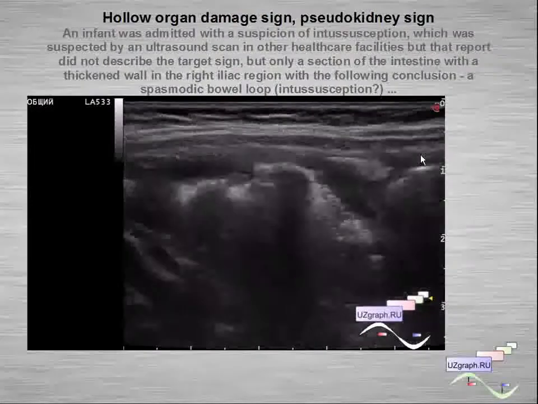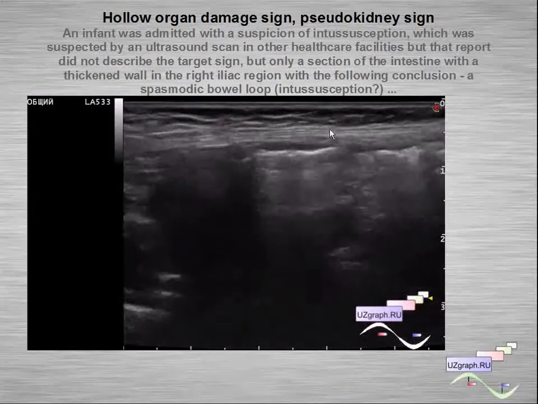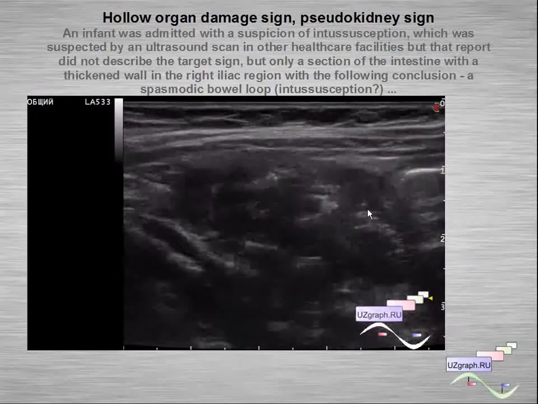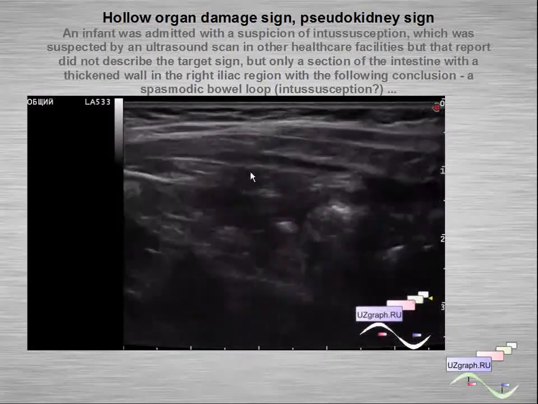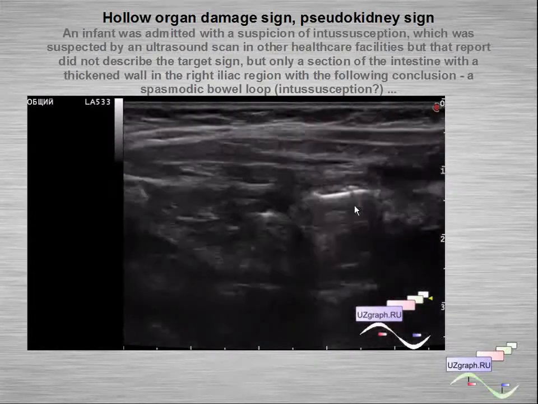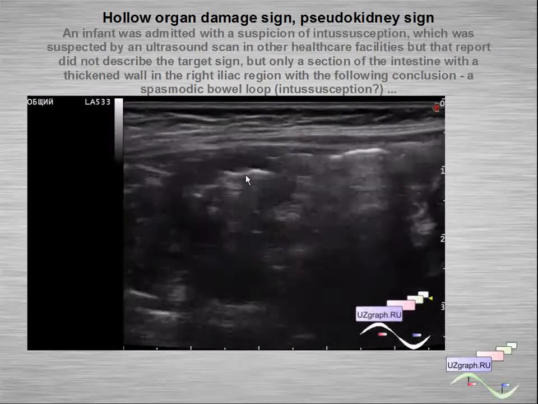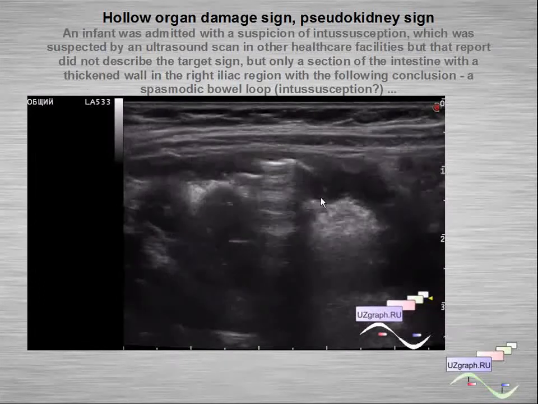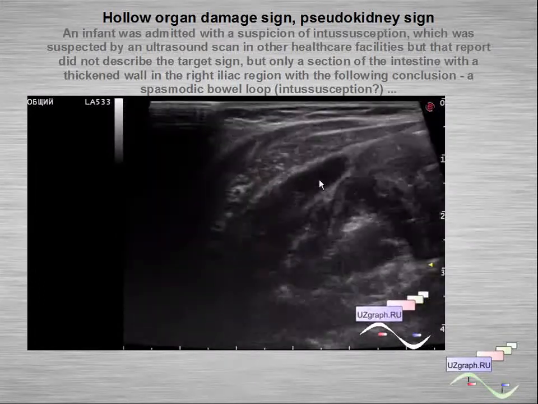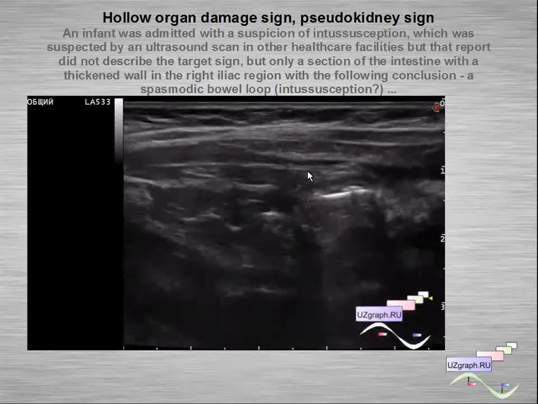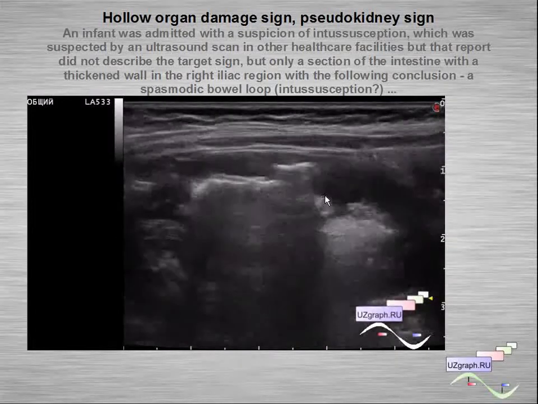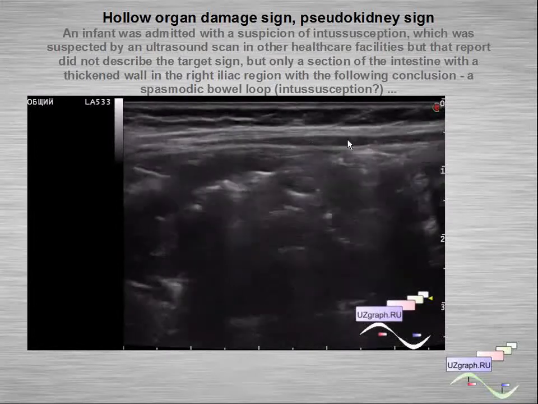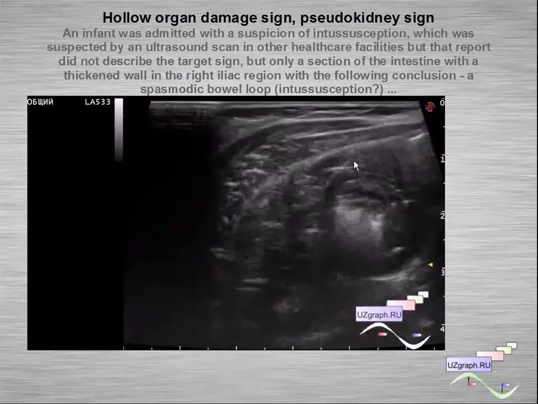Another case, an infant with suspicion of intussusception. We can see the pseudokidney sign and target sign. This is the same object in different scanning planes, with thickened walls and possible enterocolitis. But as we saw before, it can be a condition after intussusception, after straightening, expanding of the intussusception.